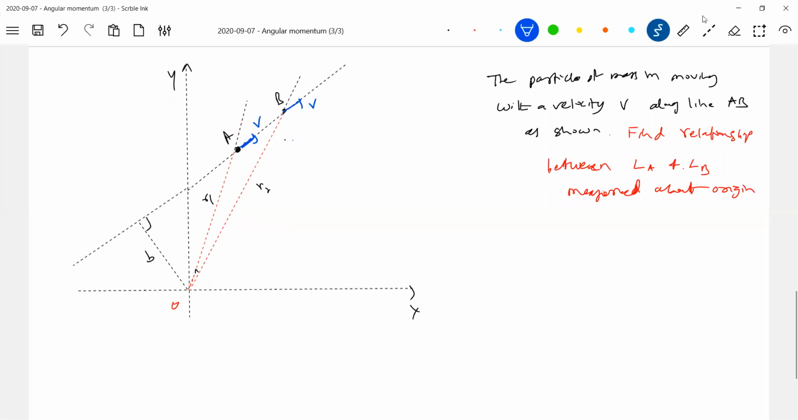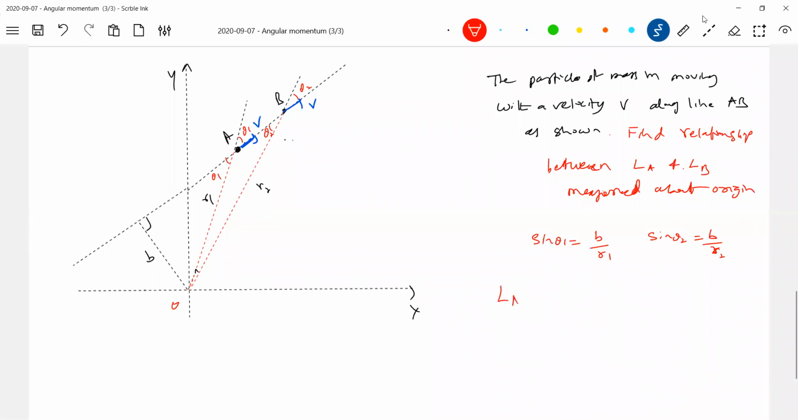Now look at the angle. This angle, how much can you call it? Say some theta 1. I'll write it here. What is R1 sine theta 1? You can write it as B by R1. Sine theta 2, B by R2. And what is theta 1? The angle between R1 bar and V bar when the particle is at A.